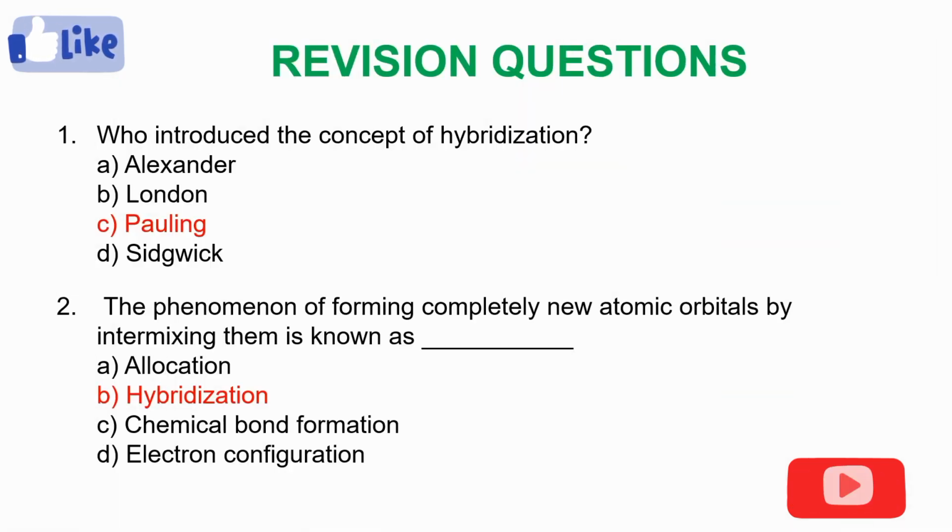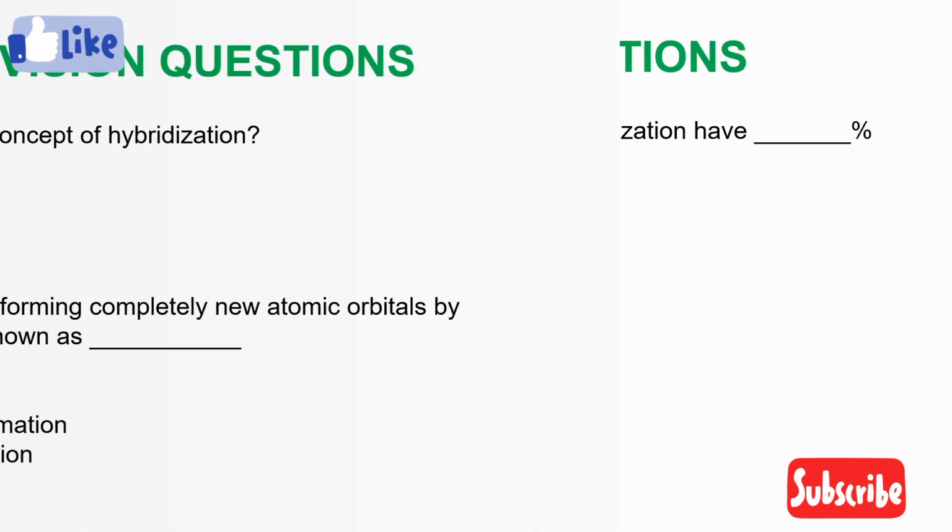So we're going to look at revision questions. The first revision question is, who introduced the concept of hybridization? Like I said, it is Pauling. The phenomenon of forming completely new atomic orbitals by intermixing them is known as hybridization. Remember, hybridization is a process or concept of combining 2 or more atomic orbitals that are of the same energy level to form new hybrid orbitals.